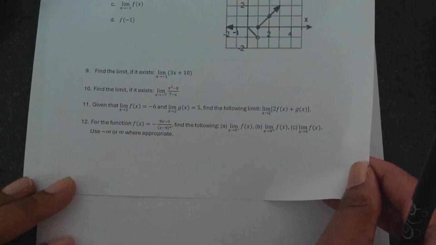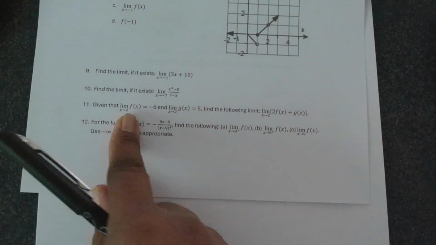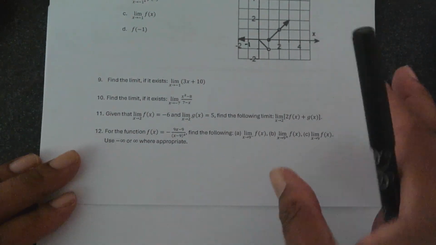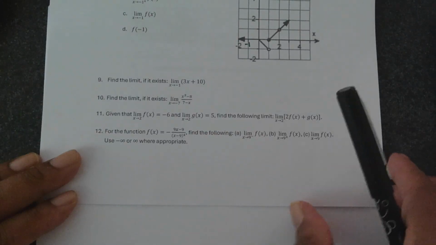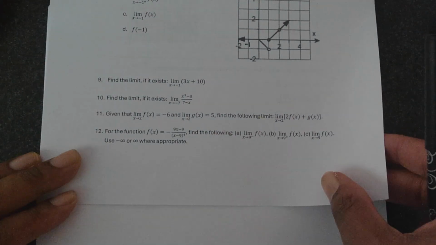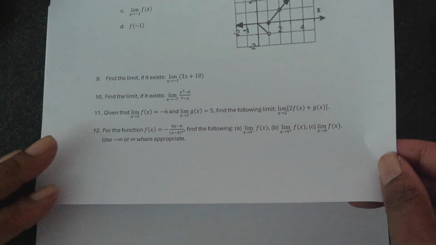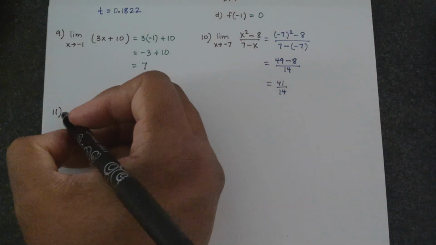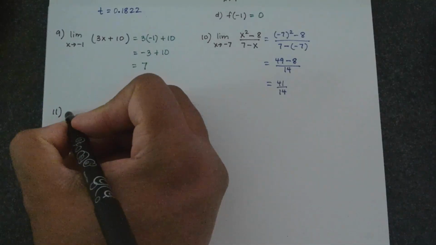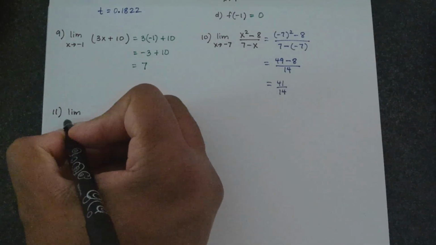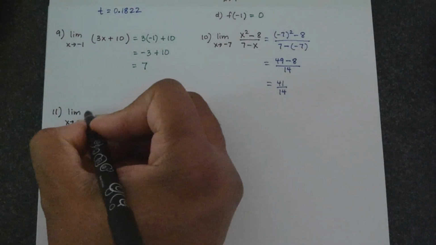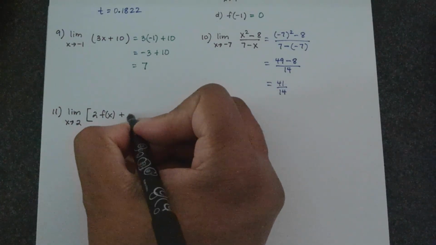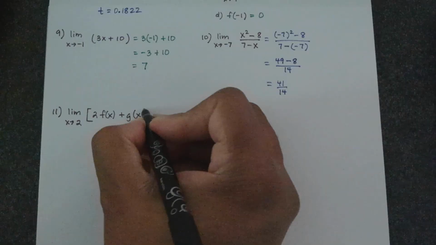Here we're given that the limit as x approaches 2 of f of x is -6, and the limit as x approaches 2 of g of x is equal to 5. Here we're going to find the limit as x approaches 2 of 2 times f of x plus g of x. So here we're going to be using those limit laws.